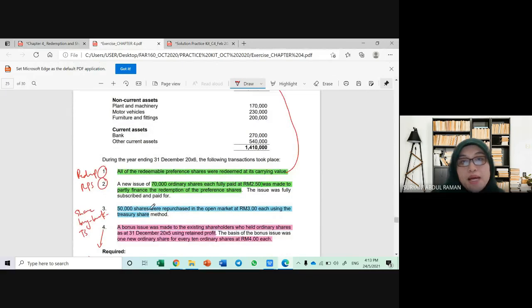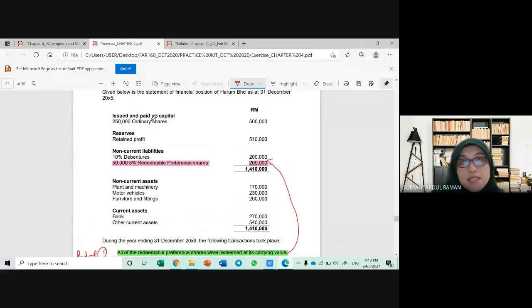Okay, treasury shares method. You are going to buy back 50,000 of your shares at 3 ringgit. So these ordinary shares, which consist of 250,000, will be bought partly. How much? 50,000. So you akan ambil saham yang ada di pasaran sekarang yang you dah jual to the shareholder, you will buy back. And you are not cancelling it, you takkan cancel dia, you will still keep it in the company, but you rename the shares as treasury shares. That is what it meant.